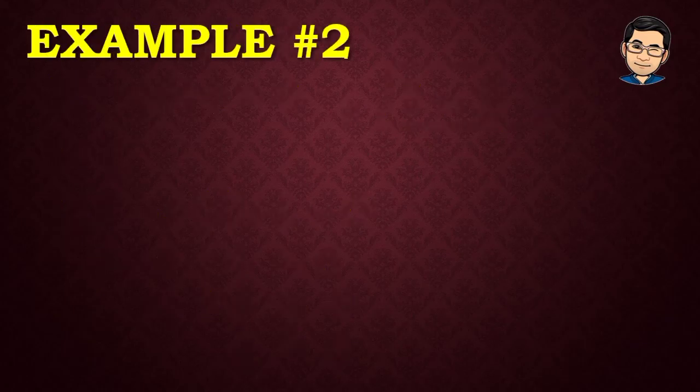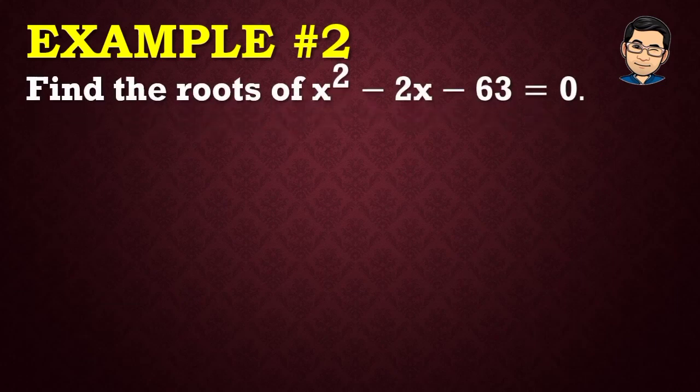Next, let's have example number 2. Find the roots of x squared minus 2x minus 63 equals 0. So, again, we write the given equation.